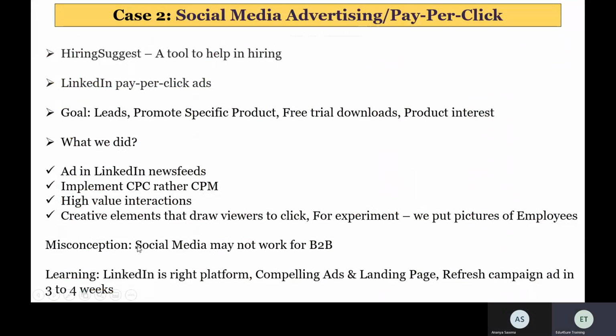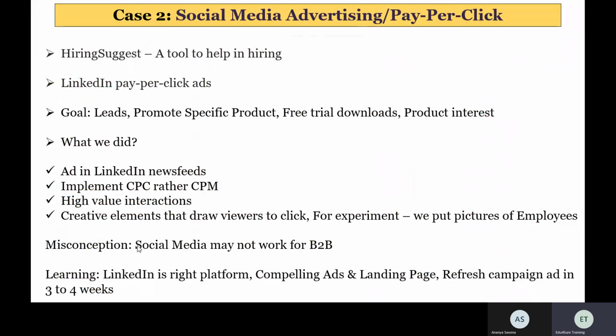The misconception is that social media may not work for B2B, which is wrong. You have to decide which platform works for you. Maybe Instagram cannot work for a company like us, which is into training, business, targeting HR and all. But LinkedIn is the right platform. Quora could be a right platform. Compelling ads and landing pages should be there.